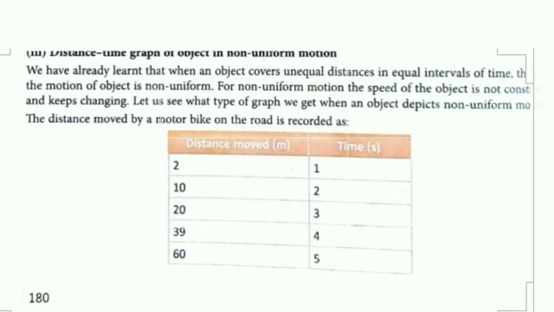We have already learned that when an object covers unequal distance in equal interval of time, the motion of the object is non-uniform. In non-uniform motion, the speed of the object is not constant and keeps changing, just like when we move on the road. Our speed is not constant, we are always changing. Let's see what type of graph we get when an object depicts non-uniform motion.